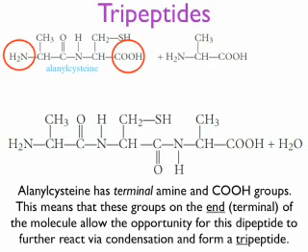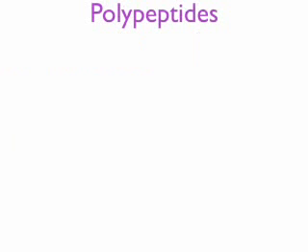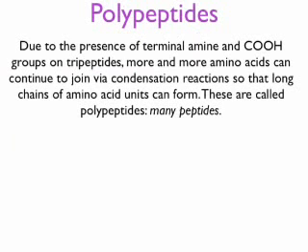Due to the presence of terminal amine and carboxylic acid groups on tripeptides, more and more amino acids can continue to join via condensation. This can go on ad infinitum. This is how we form incredibly large, complex, for example, fibrous proteins. Now, a polypeptide simply means many peptides, many peptide linkages forming these big, long proteins. So polypeptides are really just polymers of amino acids. They form very long chains via condensation reactions.